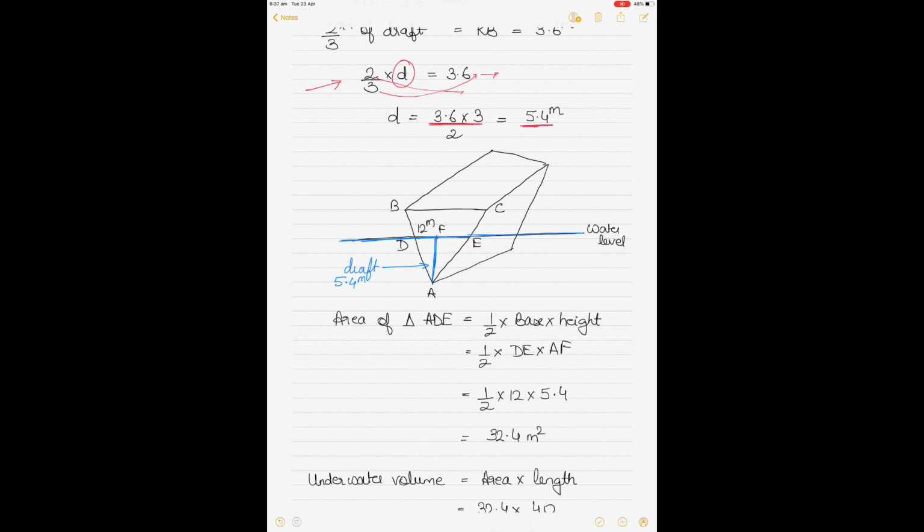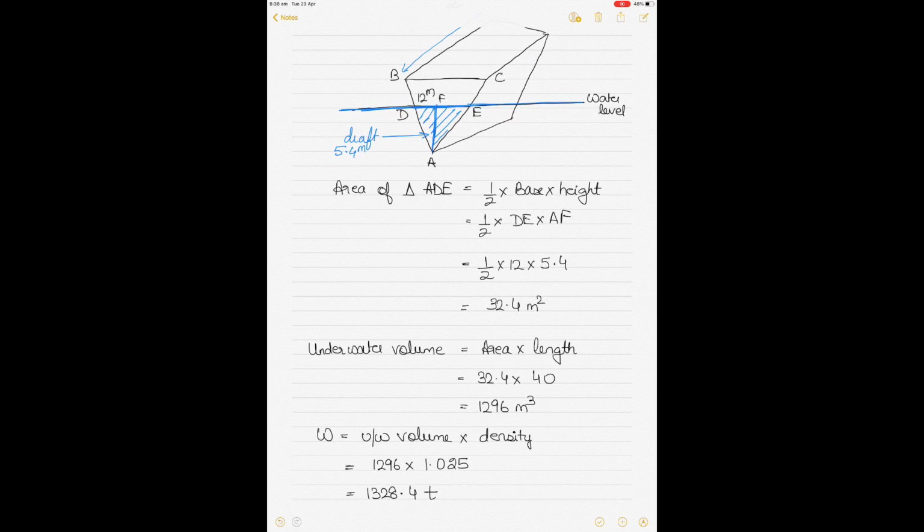Now the water plane of a triangular shape, because of the water, it forms this triangular water plane area. So you have to find the triangular water plane area, and then you can just multiply it with the length of the vessel going this way to find the underwater volume. So the area of triangle ADE, which is the water plane area, will be equal to half by base into height. This is how you find the area of a triangle. The area of a triangle is equal to half by base by height.